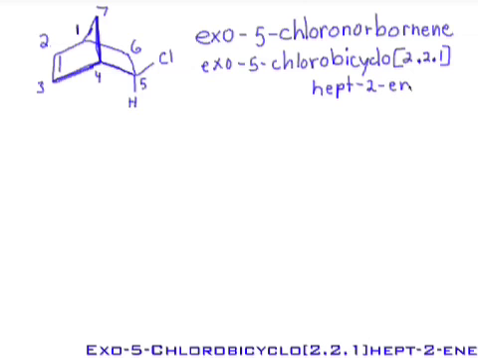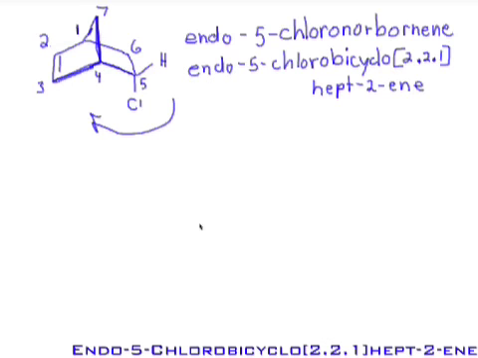That's the IUPAC name. If we had switched, if this was the H and the chloro was down, now the chloro is pointing into the ring. And hence it wouldn't be exo, it would have been endo. And endo is equivalent to trans. So in bicyclics we use endo and exo for substituents.